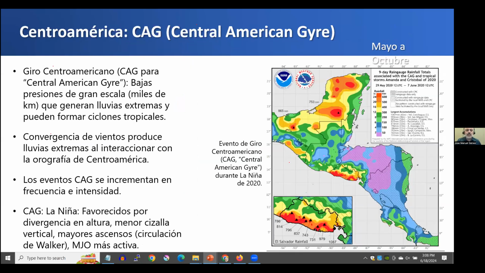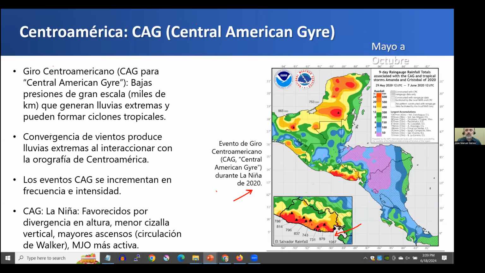Heavy rainfall associated with the gyre. This is a gyre event that happened in 2020. This is the rainfall accumulated over 9 days. You can see that a location got over 1,000 millimeters, which is 40 inches. And most of this was accumulated not in the 9 days, but in like 5 to 6 days. So these gyres can generate a lot of rain, and they're associated with La Nina.